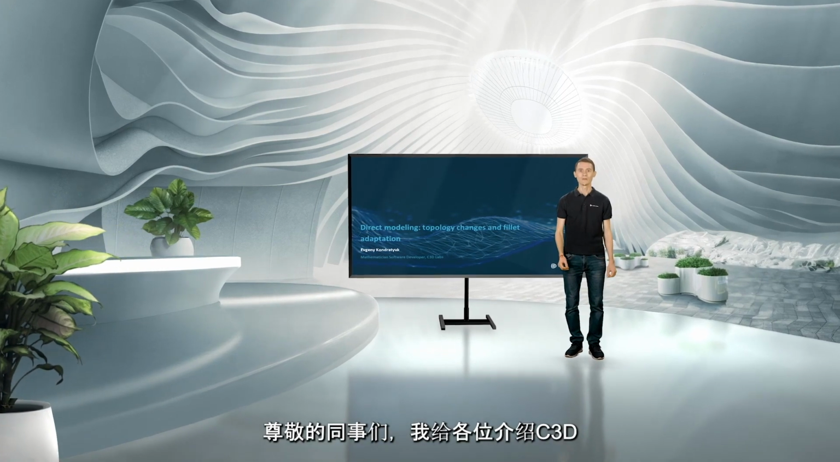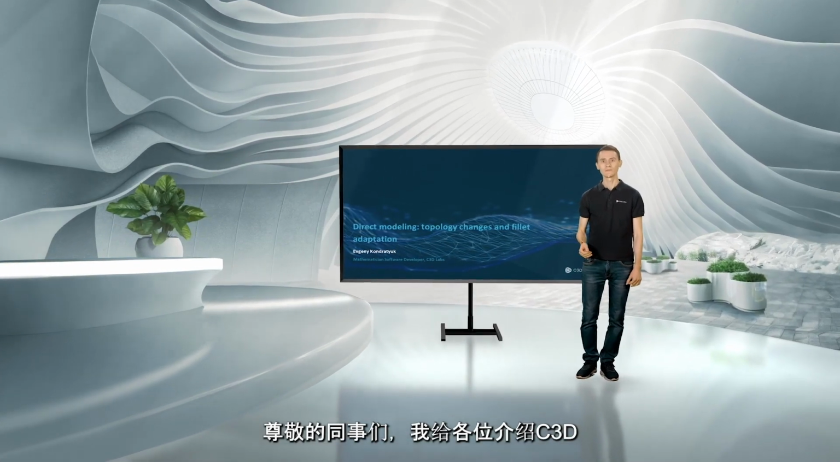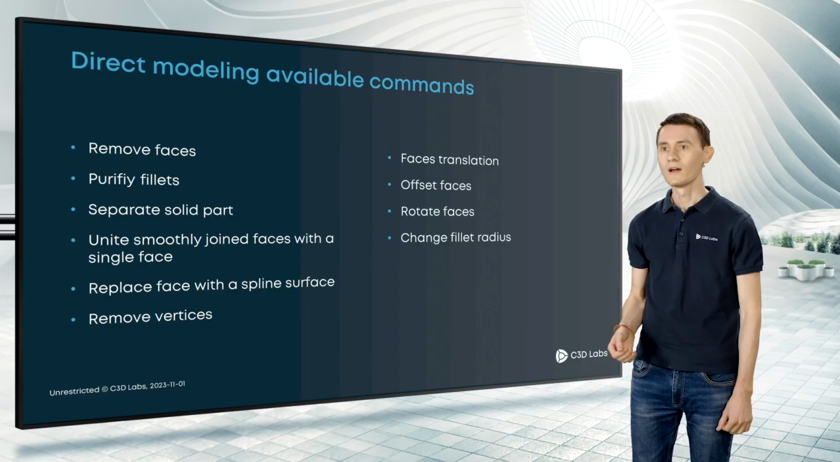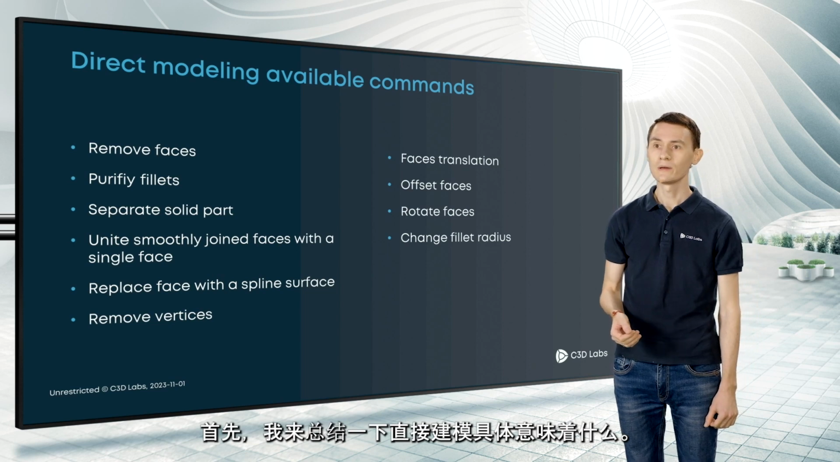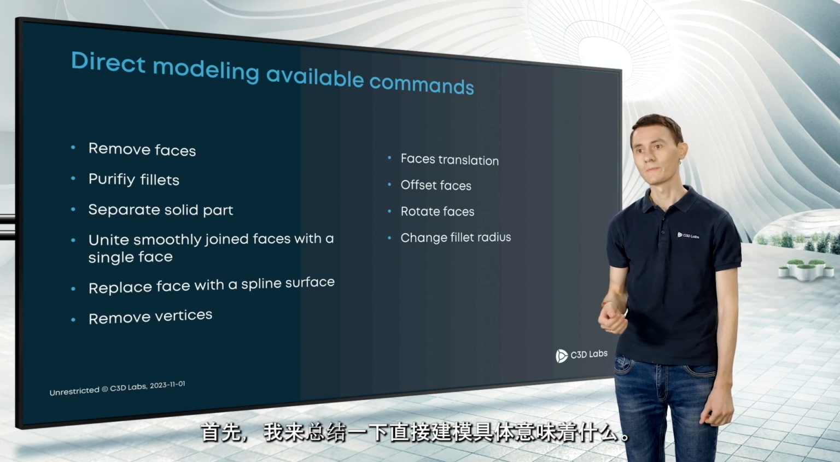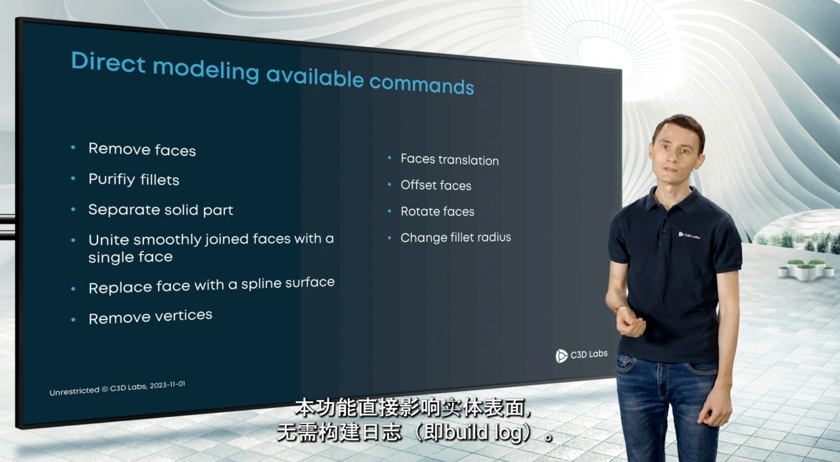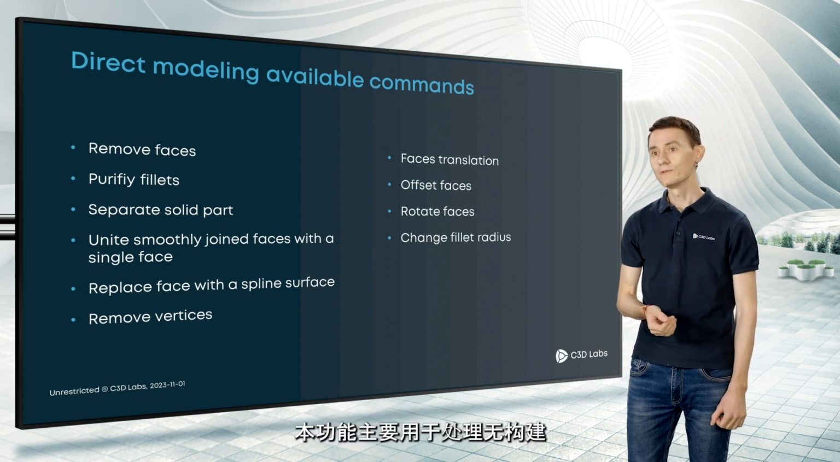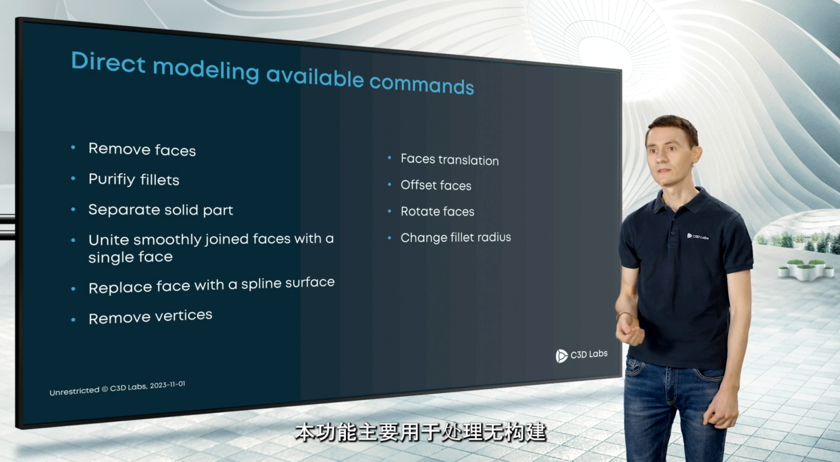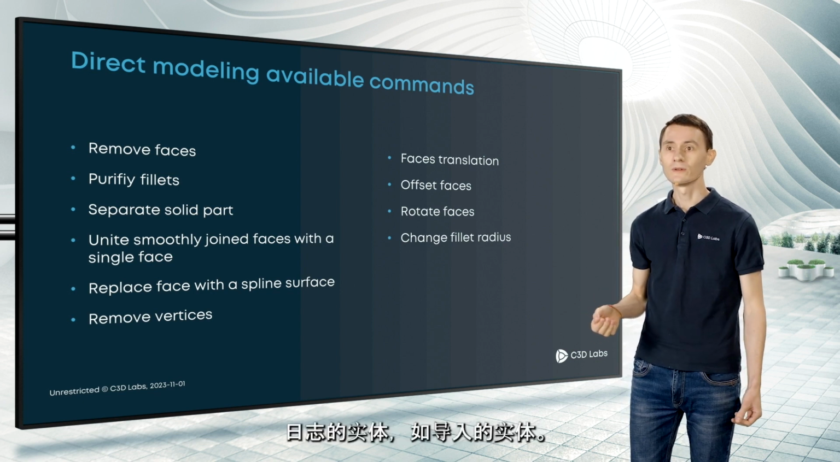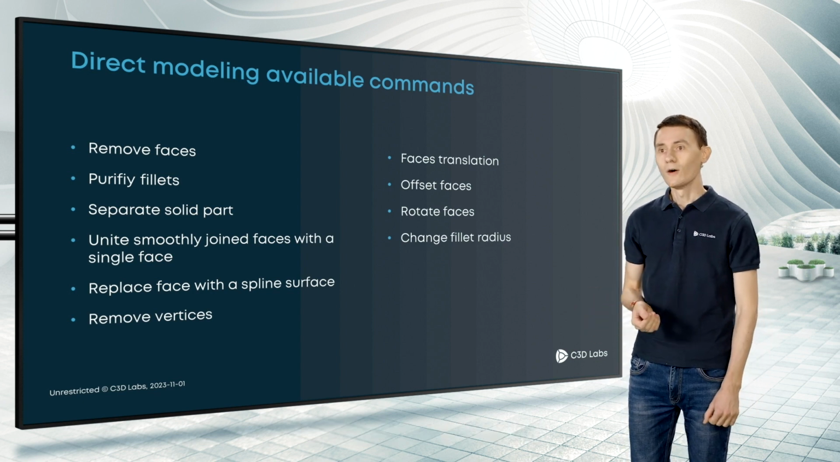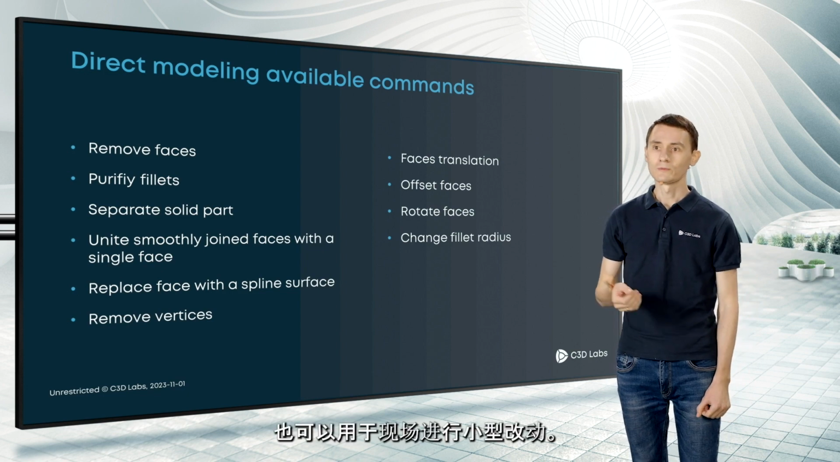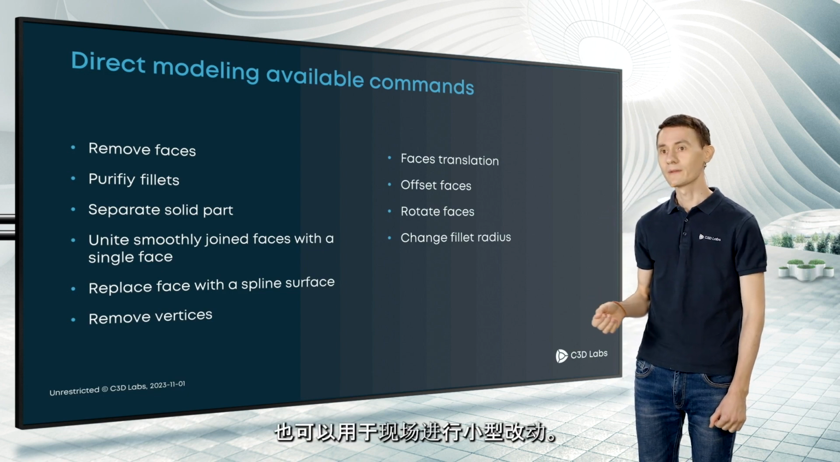Dear colleagues, I will present the C3D kernel capabilities for the direct modeling operations. First of all, I would like to briefly describe what direct modeling is about. It works directly with faces of a solid and doesn't require a build lock. Its main usage is to work with solids that don't have a build lock, for example, because of import. Also, it can be used to perform small final changes in place.